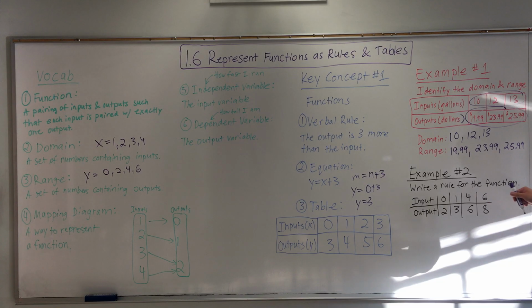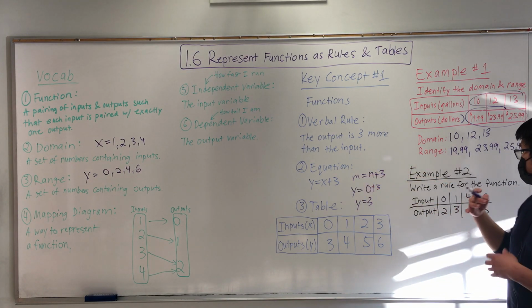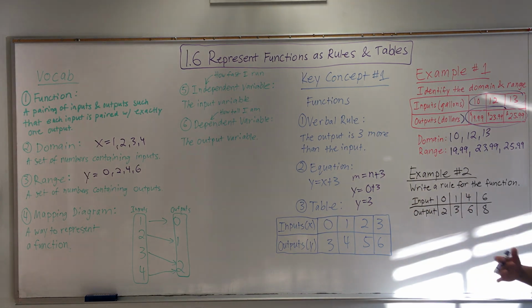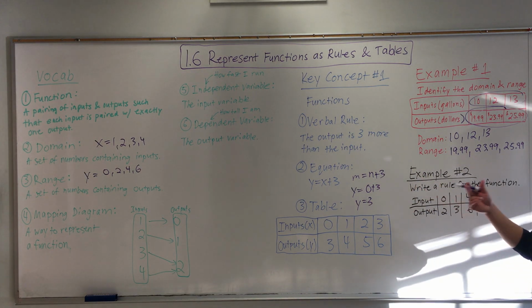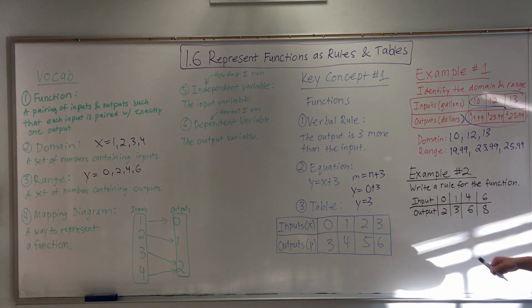Second example and final example for this video. It says to write a rule for the function. So this one's a little bit more difficult. We have to first identify the equation. They gave us this table right here, and then we have to write an equation for it. An equation is basically the same as writing a rule. So what did they give us? The inputs are 0, 1, 4, and 6, and the outputs are 2, 3, 6, and 8.